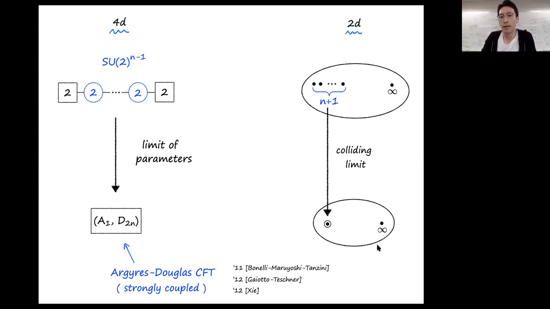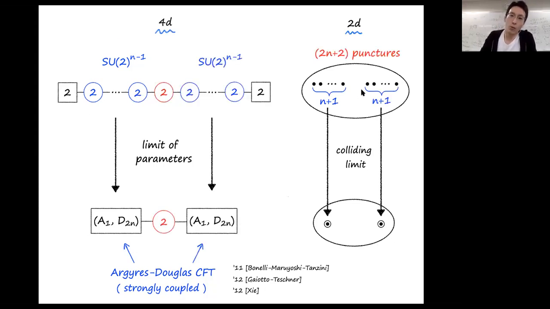Now, you can do the same thing with more punctures. You can take twice the number of punctures, and take the colliding limit of the left half into a single point, and the right half into another single point. Then what you get in 4D is known to be this coupled system. You have one A1, D2, N=3 coming from the left half of the UV quiver, and another A1, D2, N=3 coming from the right half of the UV quiver, and the central SU(2) gauge group just descends to the infrared. So this is the same SU(2). So in the infrared, you have an SU(2) gauge theory coupled to two copies of strongly coupled Argyres-Douglas theory. And this was originally studied by these people. Is this theory conformal?